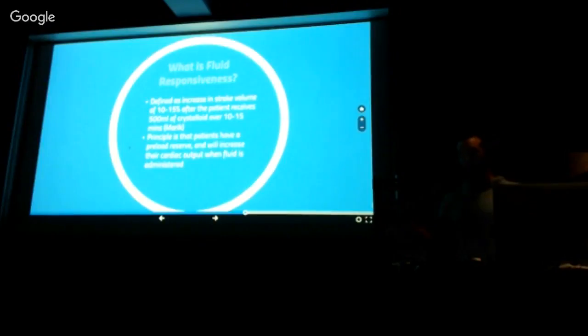And this is just, whilst we're talking about a fluid challenge and a fluid bolus, what was actually defined as fluid responsiveness, because that's what you've got to look for. It's actually specific to the stroke volume. You have to have a 10 to 15% increase in your stroke volume.